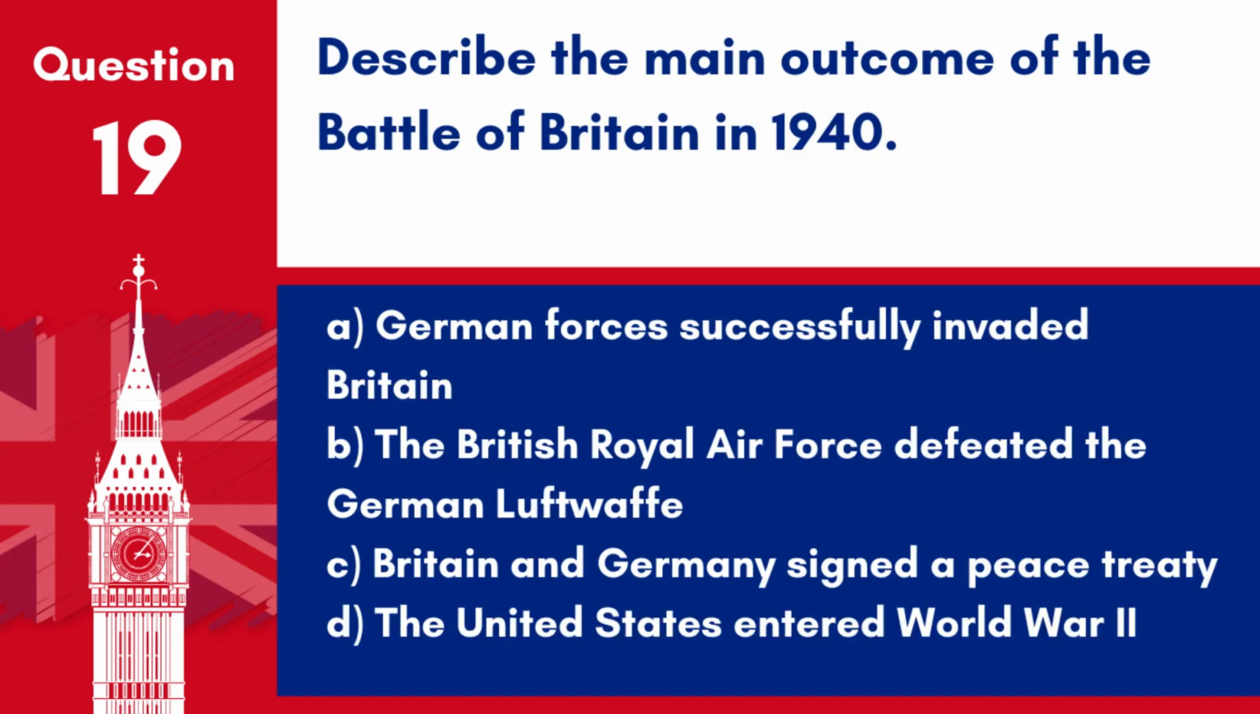Question 19. Describe the main outcome of the Battle of Britain in 1940. A. German forces successfully invaded Britain. B. The British Royal Air Force defeated the German Luftwaffe. C. Britain and Germany signed a peace treaty. D. The United States entered World War II. Answer: B. The British Royal Air Force defeated the German Luftwaffe. The main outcome of the Battle of Britain was the defeat of the German Luftwaffe by the Royal Air Force, preventing a German invasion.